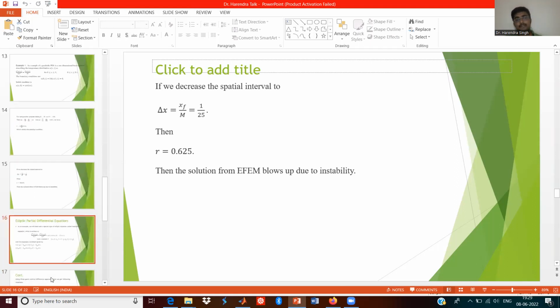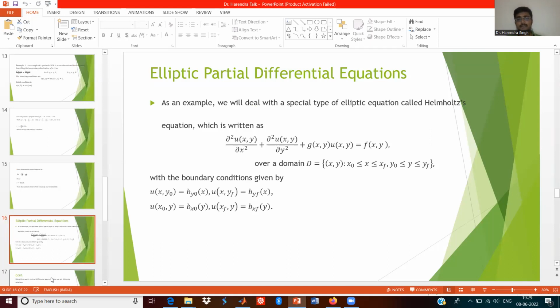Now, the elliptic partial differential equation. What is the elliptic partial differential equation? Here I have taken the Helmholtz equation, which is written like this. If we take g(x,y) equal to 0, then this will be the Poisson equation. If we take g(x,y) equal to 0 and f(x,y) equal to 0, then that will be the Laplace equation. So this is the Helmholtz equation.